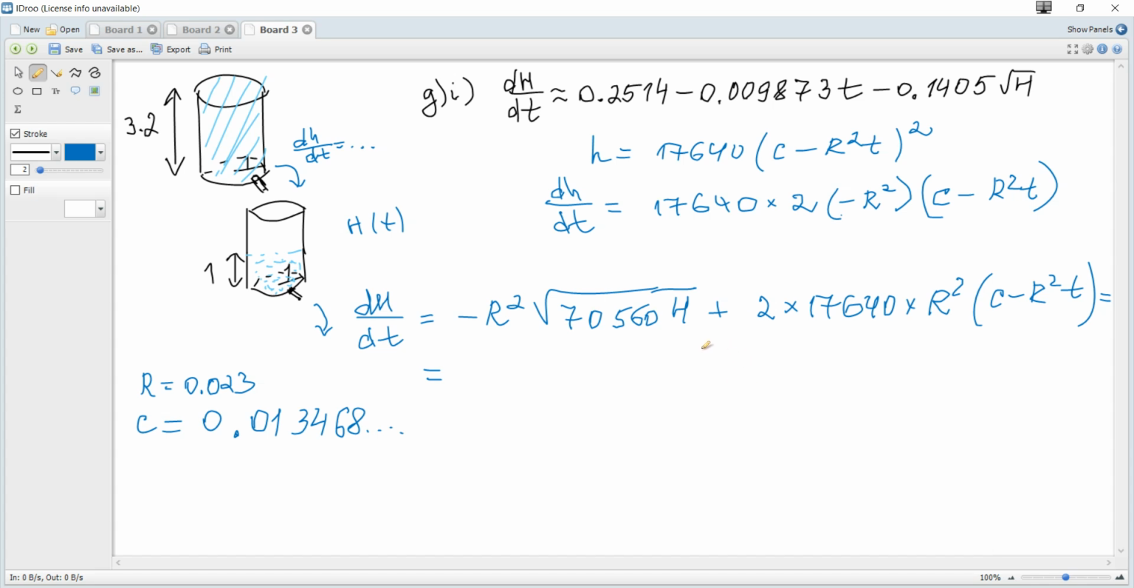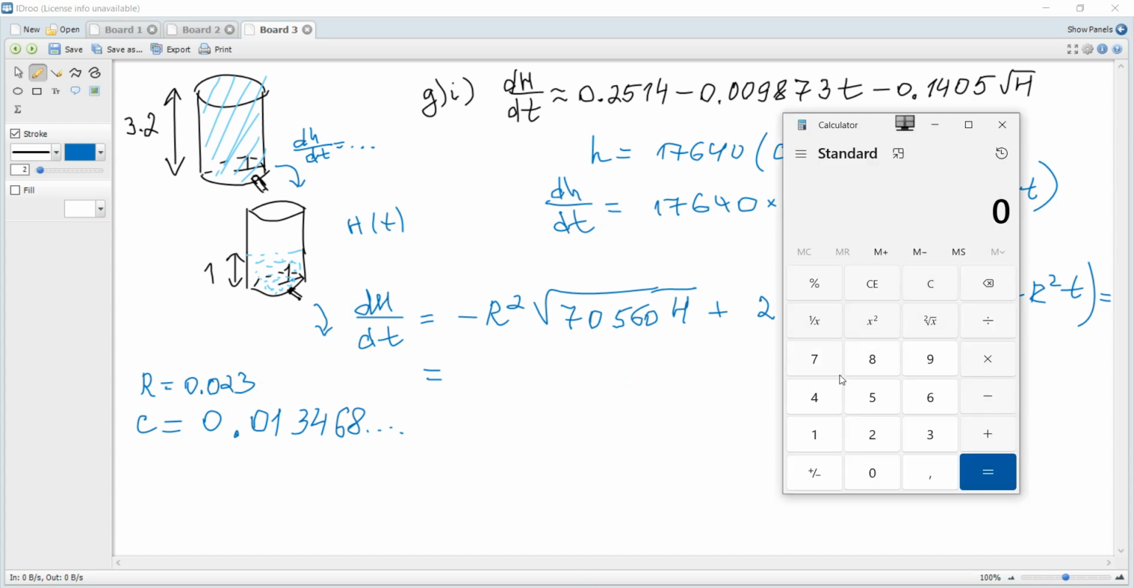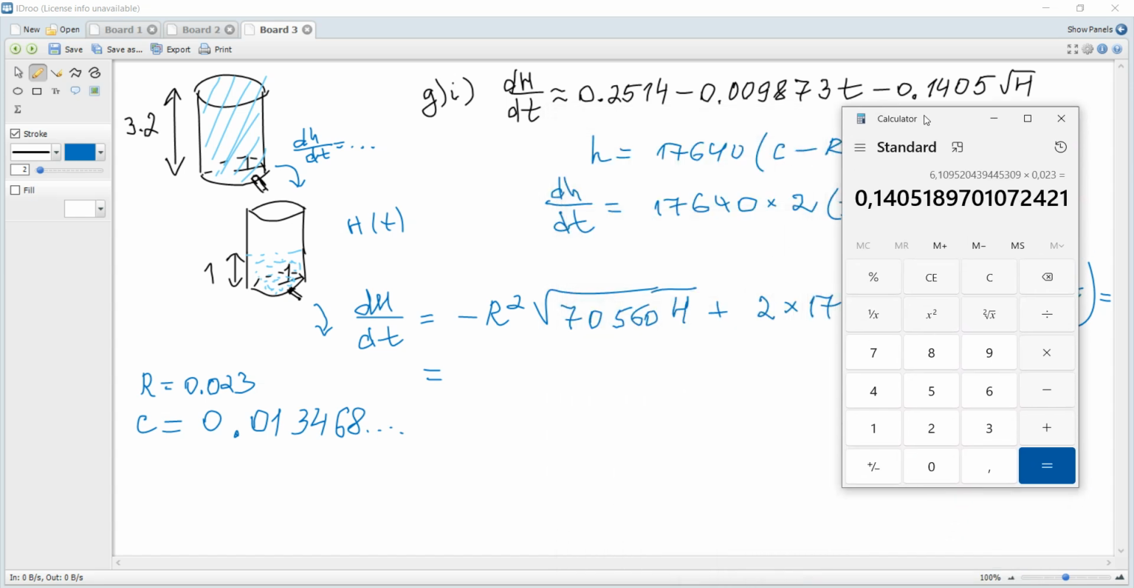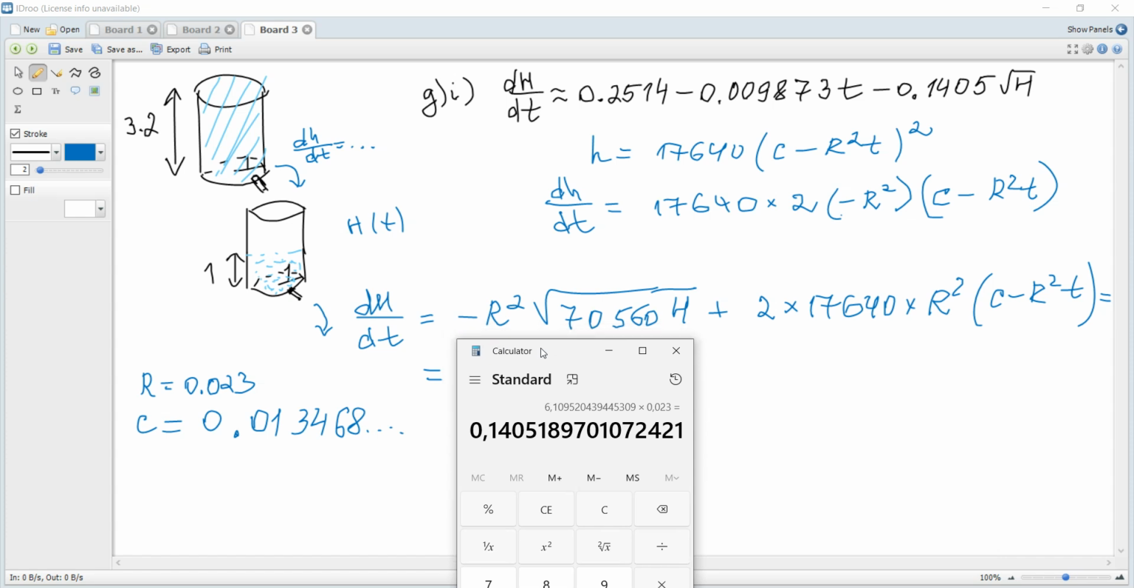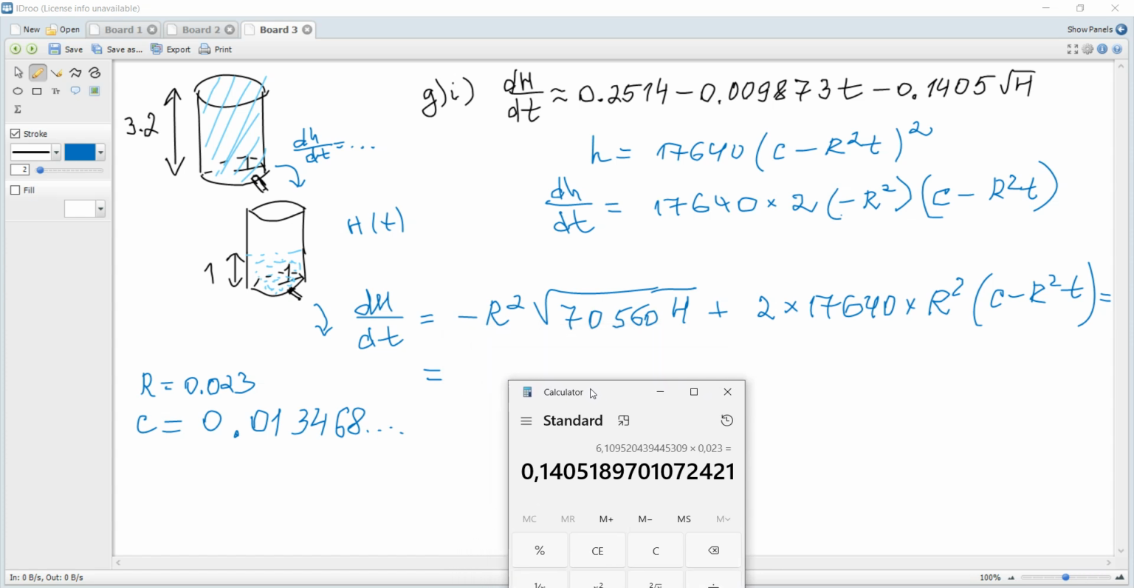So let's check the term with root of h. Root of h becomes this 7560 and root, multiplied by r squared by 0.023, and you can see that it's as required, and you can see the minus. So correct.